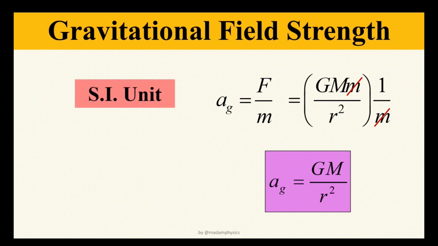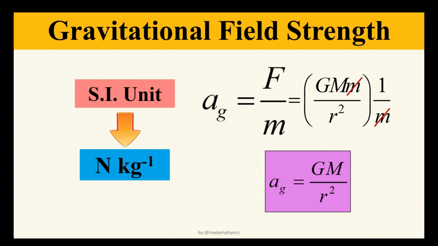Next, let's see the SI unit for gravitational field strength. Since the definition of Ag is force over mass, we can simply conclude that the unit of Ag is Newton per kg. Ag can also be written as m s^-2 because that is the unit of acceleration.